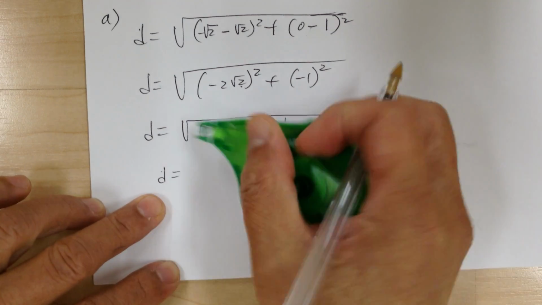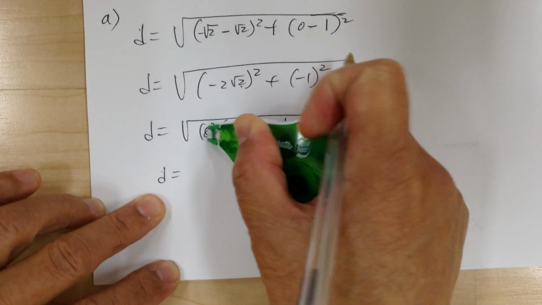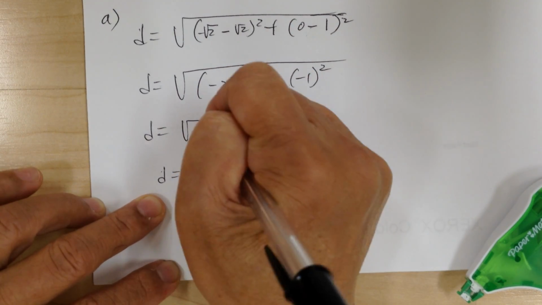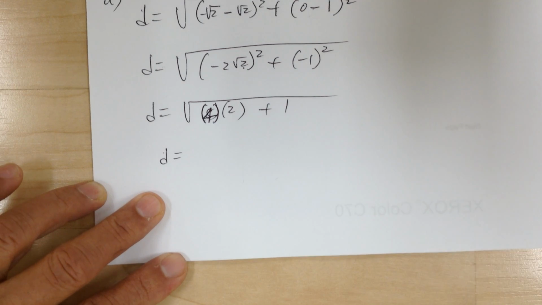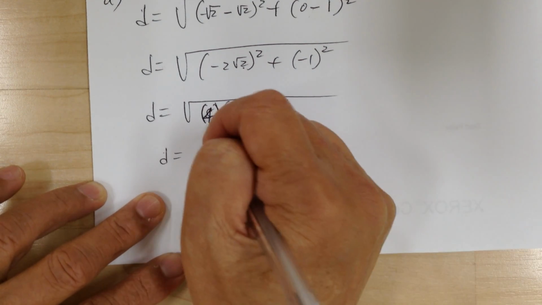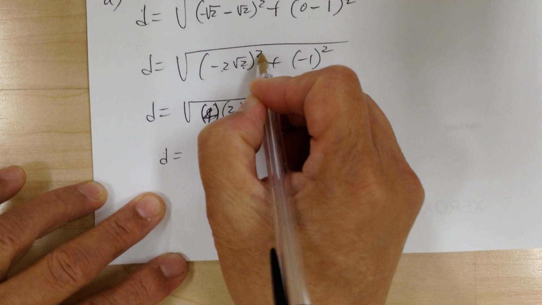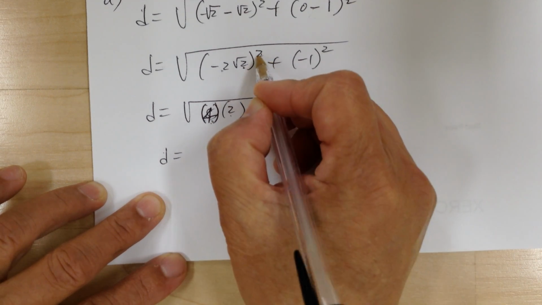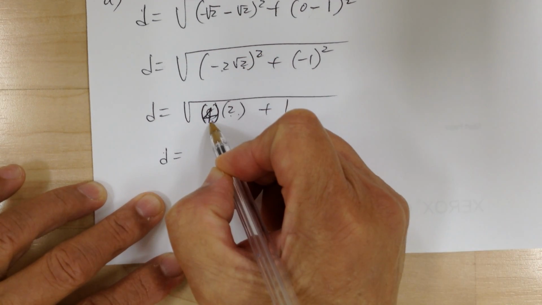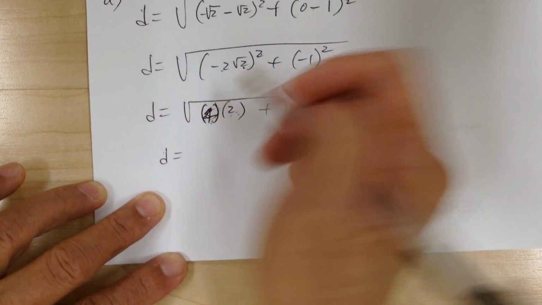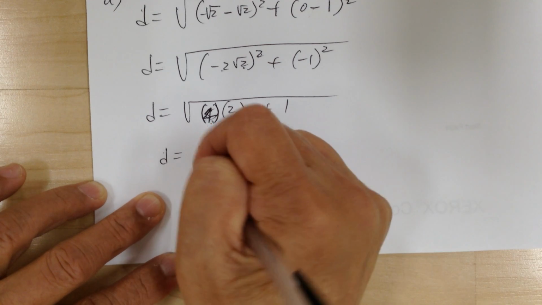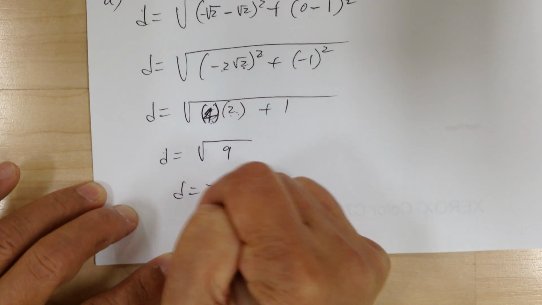Sorry, negative 2 squared is a 4. I was thinking too far ahead. The reason I wrote 8 is because I was thinking 4 times 2 equals 8. So again, negative 2 squared is 4, square root of 2 squared is 2, and negative 1 squared is 1. Anyway, so this will equal the square root of 9, and so D equals 3.